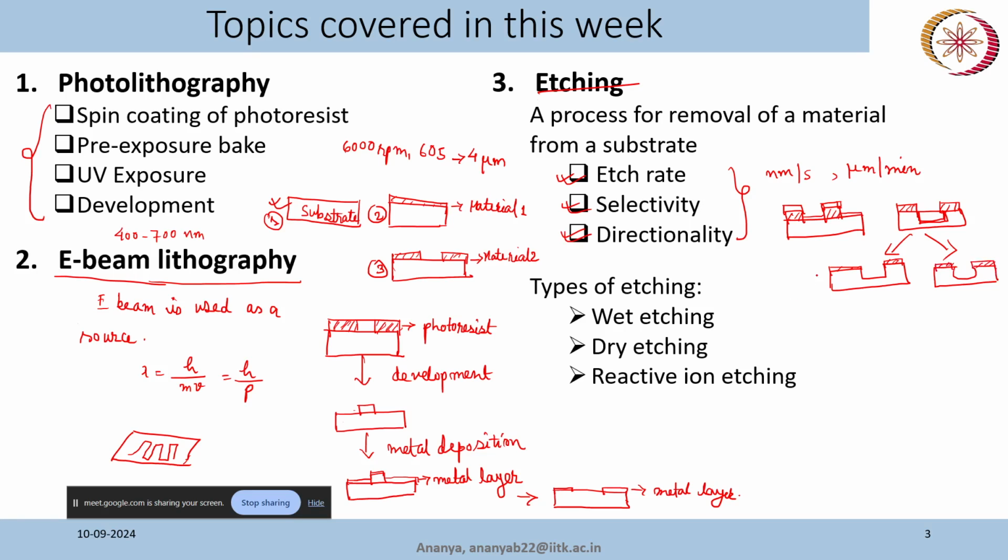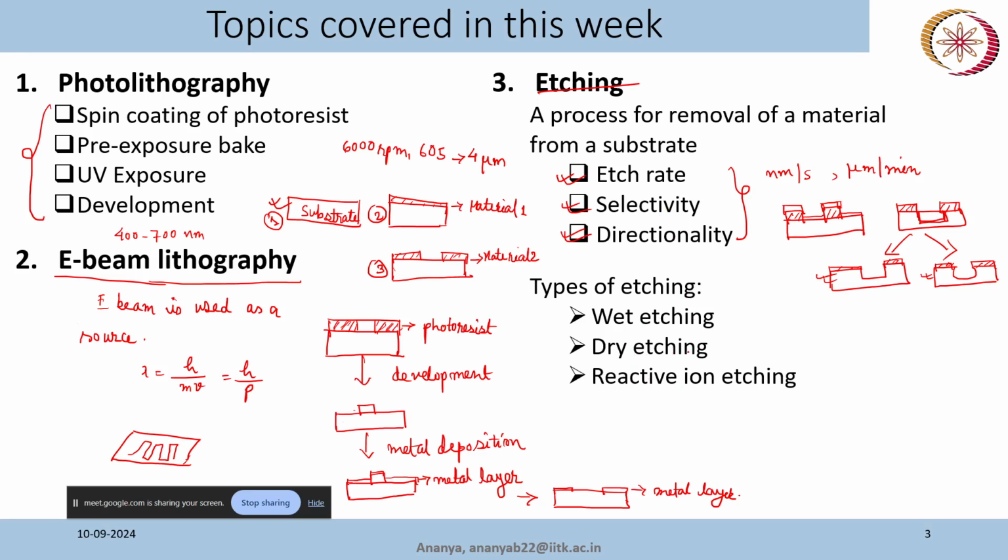So this first one is directional etching and this one is isotropic etching or non-directional etching. In most cases we want the first type, not this isotropic etching. But as I mentioned earlier, selectivity is usually better in case of wet etching, whereas the directionality is better in case of dry etching. So there is a trade-off between dry etching and wet etching.